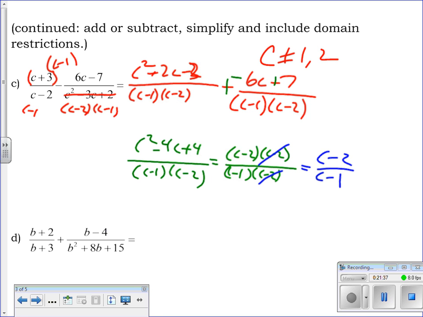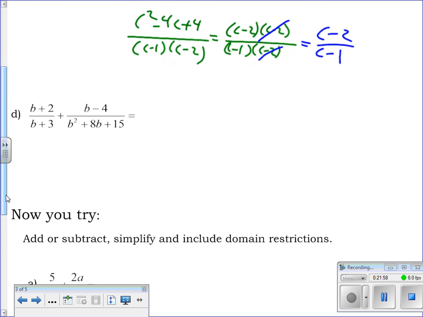Always, always, always try to reduce after you add or subtract. Sometimes you can, sometimes you can't. We couldn't on the first two. We can on this one. You with me so far? Thoroughly confused yet? If you take your time, and like I said, factoring quadratics is key to doing this. If you can do your quadratics, this is a piece of cake. If you can't, you're going to struggle.